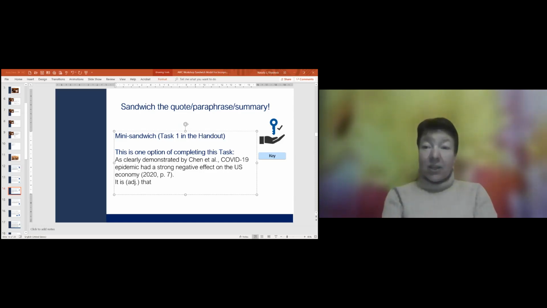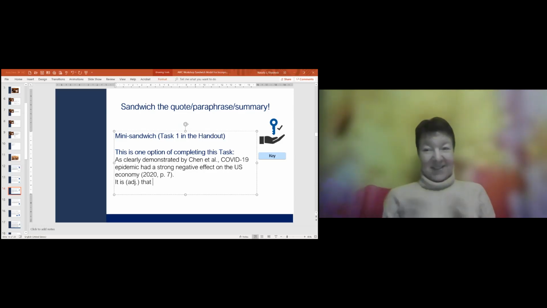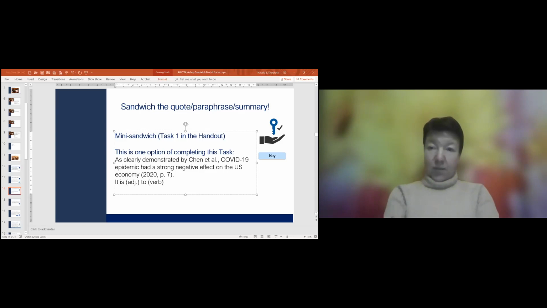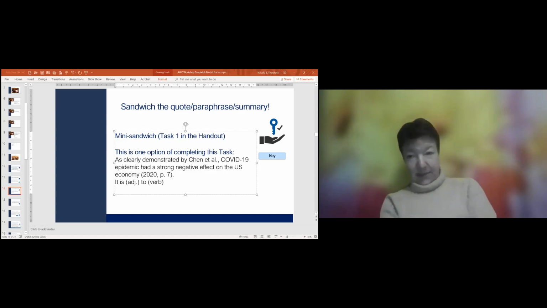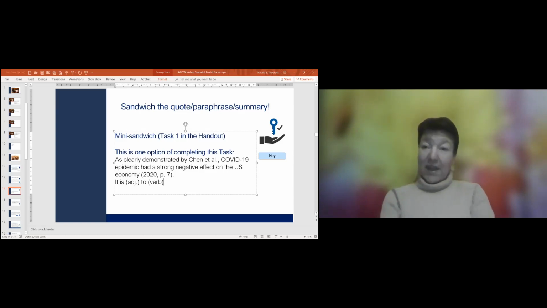It is clear that something. You can tell the difference, right? Or another one is it is adjective to verb. It is reasonable to assume that is quite different from it is ridiculous to claim that. Can you tell the difference?